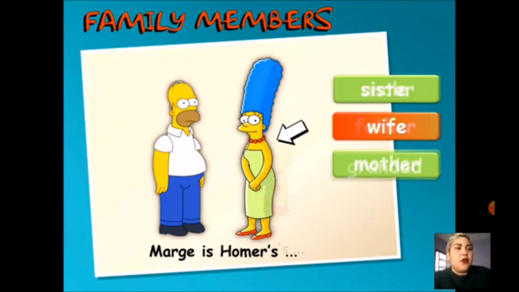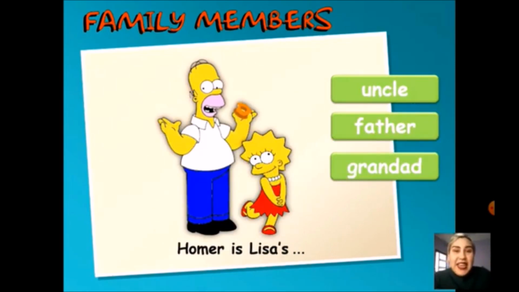Let's continue with more vocabulary. Okay, this is very easy. I'm sure that you will guess it, that you will just try it. Homer is Lisa's. And then we have three options: uncle, father, or grandfather. It's very easy, come on. Yes, you guess it? Yes, it's father, the correct option. Homer is Lisa's father. It's very important, remember. The apostrophe S at the end of the last name, okay? Homer is Lisa's father. Very good.